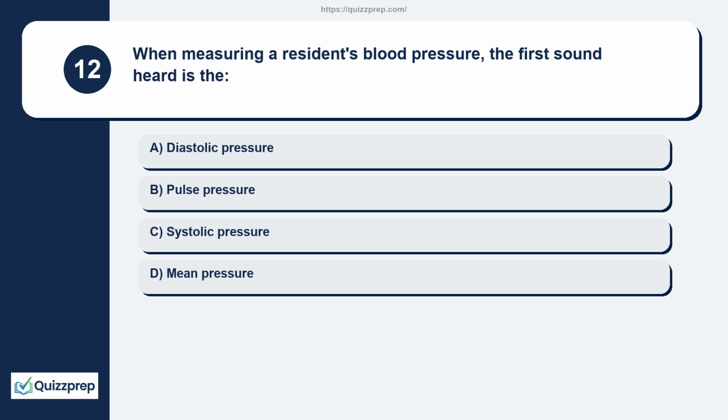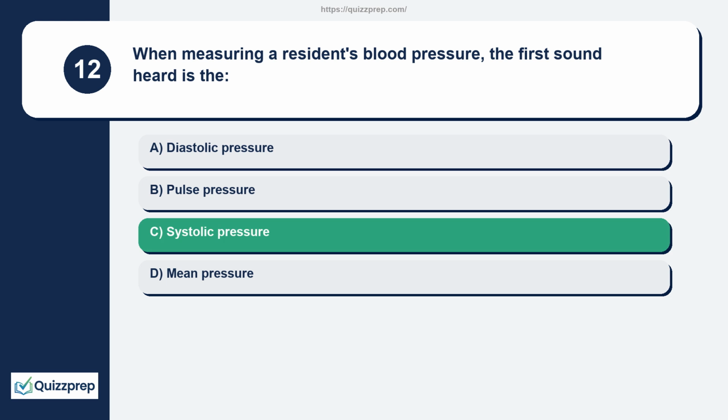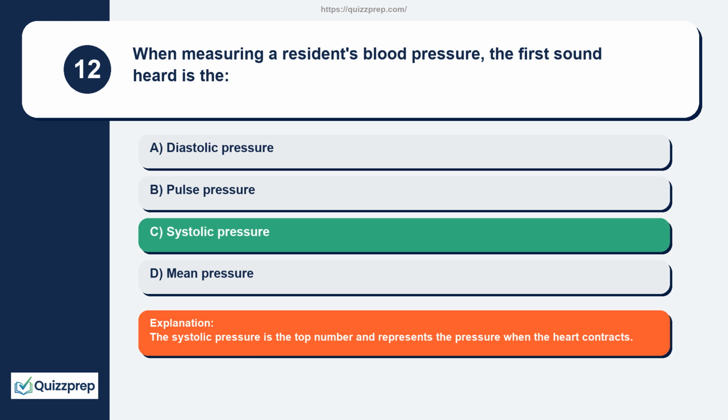Question 12. When measuring a resident's blood pressure, the first sound heard is the diastolic pressure, pulse pressure, systolic pressure, mean pressure. The systolic pressure is the top number and represents the pressure when the heart contracts.